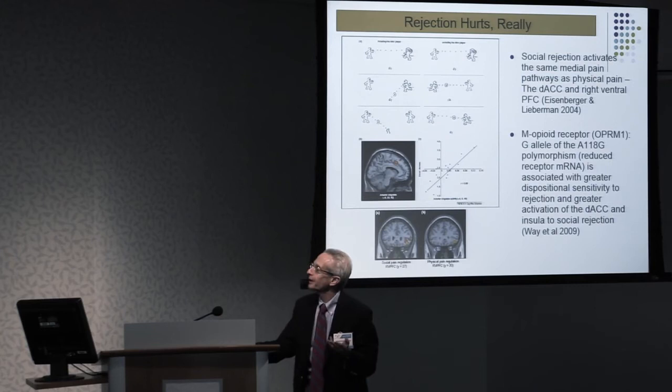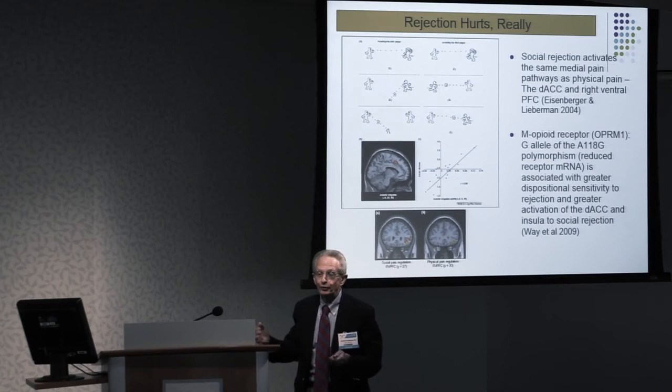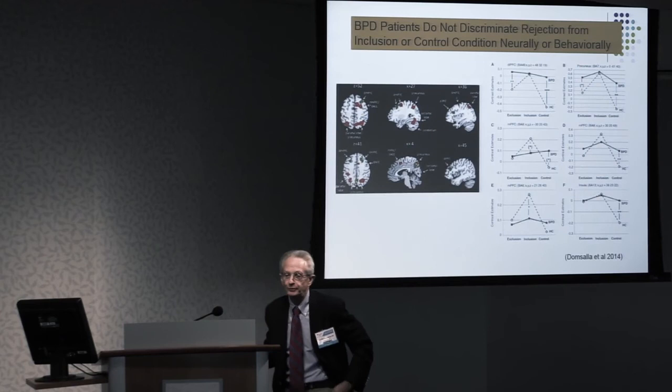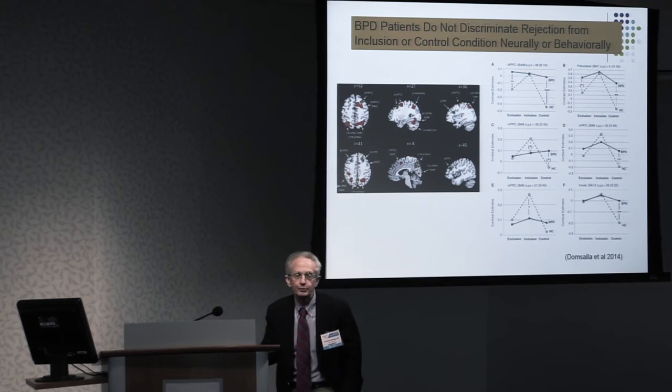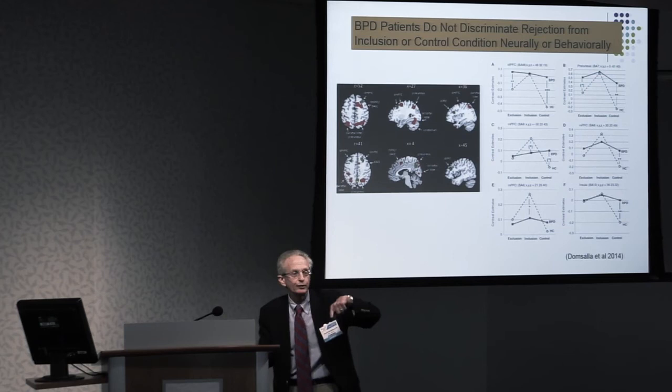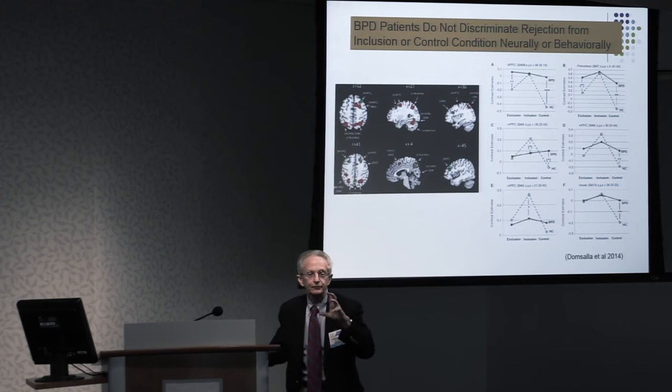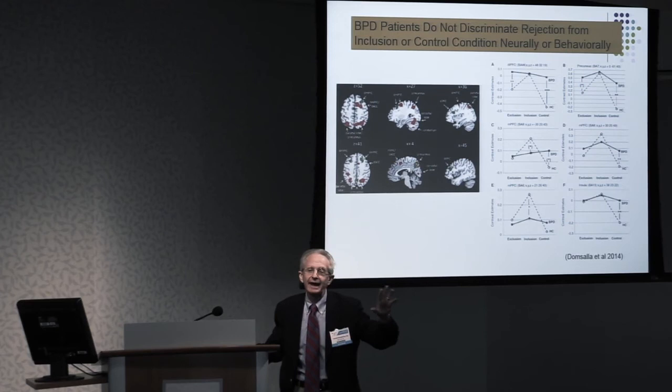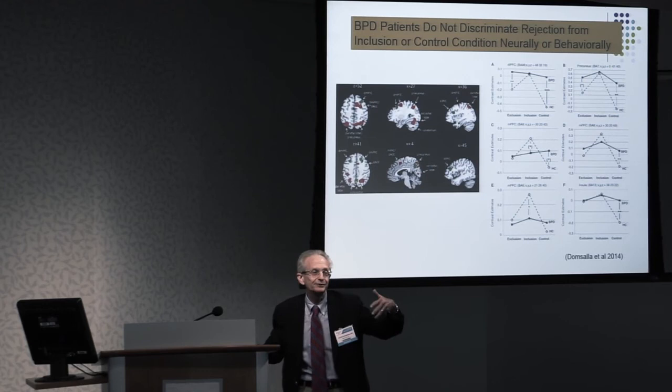So what goes on in borderline patients? Well, this is a study that recently came out by Dumsala's group. And what they did was they, again, had subjects play the Cyberball game. It's a little bit more elegant. They had three conditions. In one condition, there's the inclusion condition, where the ball is tossed to the subject. There's the exclusion condition, where they stop tossing the ball. And then there's a third really nice control condition, where the subjects are told the ball's going to be tossed around based on an algorithm. The other people aren't going to really make a decision about whether to throw it to you or not. It's just automatically done by an algorithm.